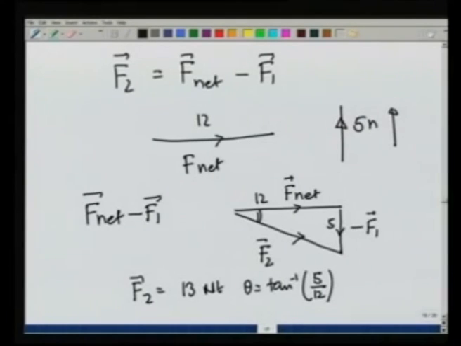So, I have given you two examples, one in which we added two vectors and one in which we subtracted one vector from the other.